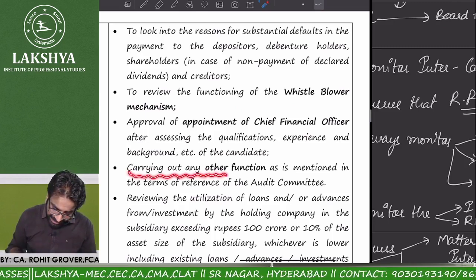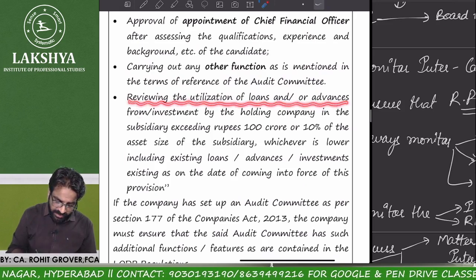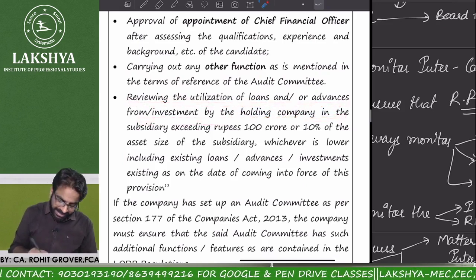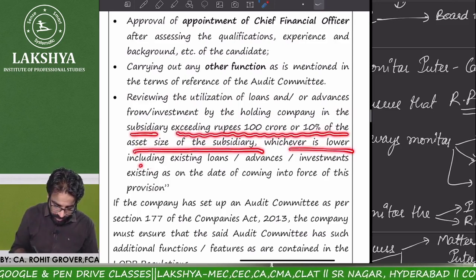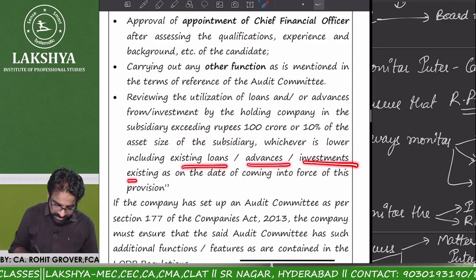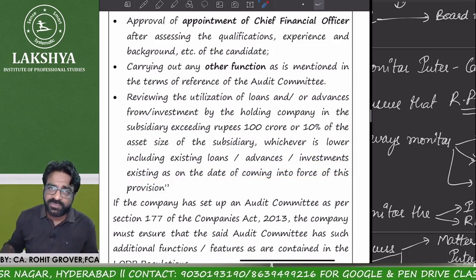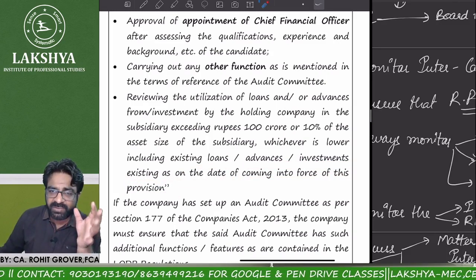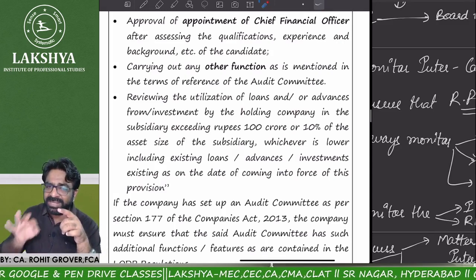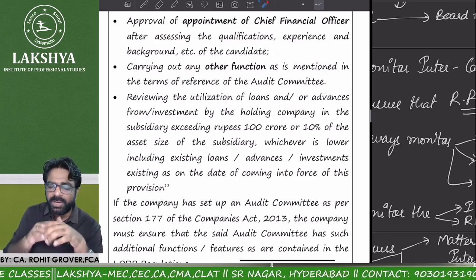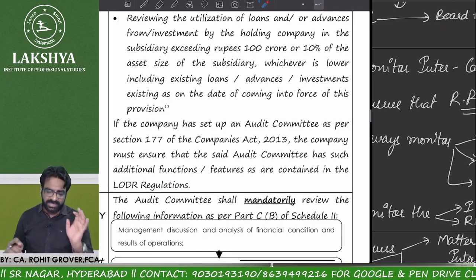Next point, carrying out any other function as mentioned in the terms of reference of audit committee, reviewing the utilization of loans and advances from or investment by the holding company in the subsidiary company exceeding rupees 100 crores or 10% of the asset size of the subsidiary, whichever is lower, including existing loans, advances, investments existing as on the date of coming into force of this provision. Correct everyone? So they are saying that the audit committee is also going to review those kind of loans or advances which have been taken from the holding company by the subsidiary company or invested by the holding company in the subsidiary company, which is exceeding how much? 100 crores or 10% of the asset size of the subsidiary, whichever is lower, including their existing loans. So all these are nothing but the functions and roles of audit committee.